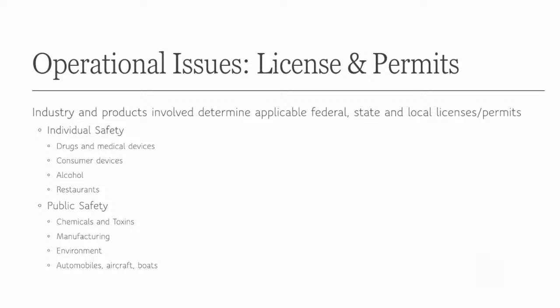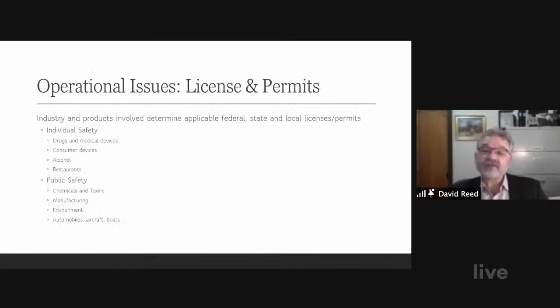Then industry and products involved determine applicable federal, state, and local licenses and permits. There are tremendous numbers of opportunities for us as a company to fail to meet the requirements. We may not know what they are. So usually you want to retain an attorney in the area where you're operating and make sure that they're well-versed in the rules that are applicable to your specific industry and the types of products that you're making.